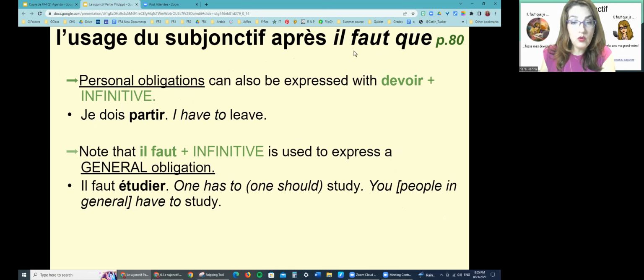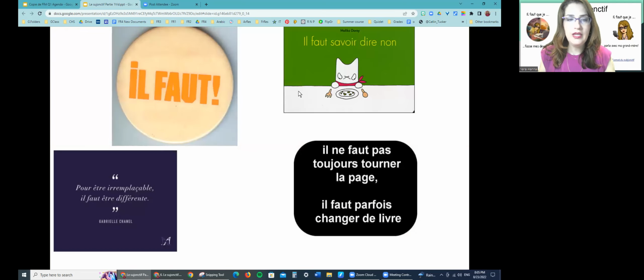Note that il faut plus infinitive is used to express a general obligation, d'accord? A general obligation. Il faut étudier. One has to or one should study. Or you, people in general, have to study. Il faut.